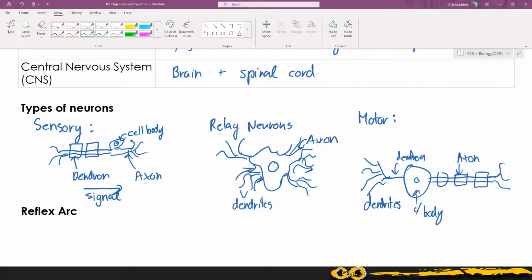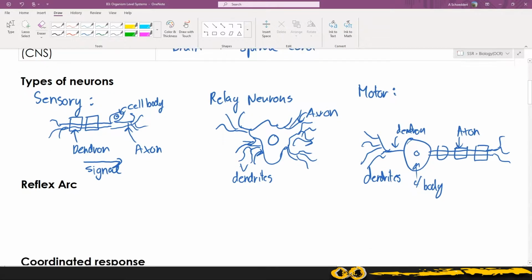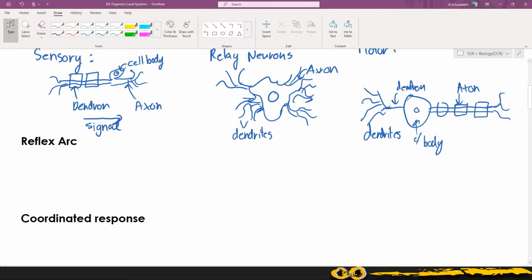Now, with these nerve cells, we have two types of responses. We have a reflex arc and we have a coordinated response. The reflex arc is much simpler. It'll detect a change in the environment and it'll respond to that change, kind of pre-programmed in, if you will. This is not something that you learn, it's something that is inbuilt to your nerves. And this is usually a response to get you out of danger.